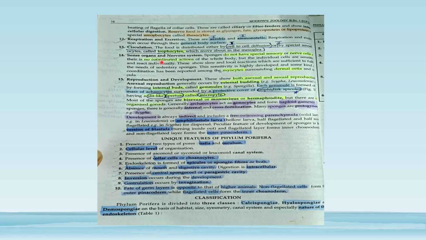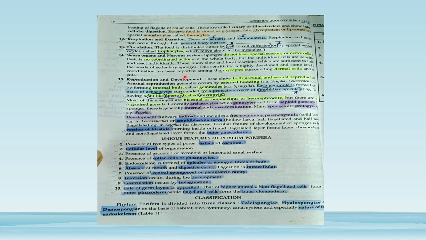Now, next is sense organs and nervous system. Sponges do not have any special sensory or nerve cells. So there is no coordination of action of the whole body, as I've told earlier, because their cells are not much differentiated, but the individual cells are sensitive and react individually. They show slow and local responses which are sufficient to fulfill the needs of sedentary sponges. Here it is again and again mentioned that they are sedentary because they cannot move.